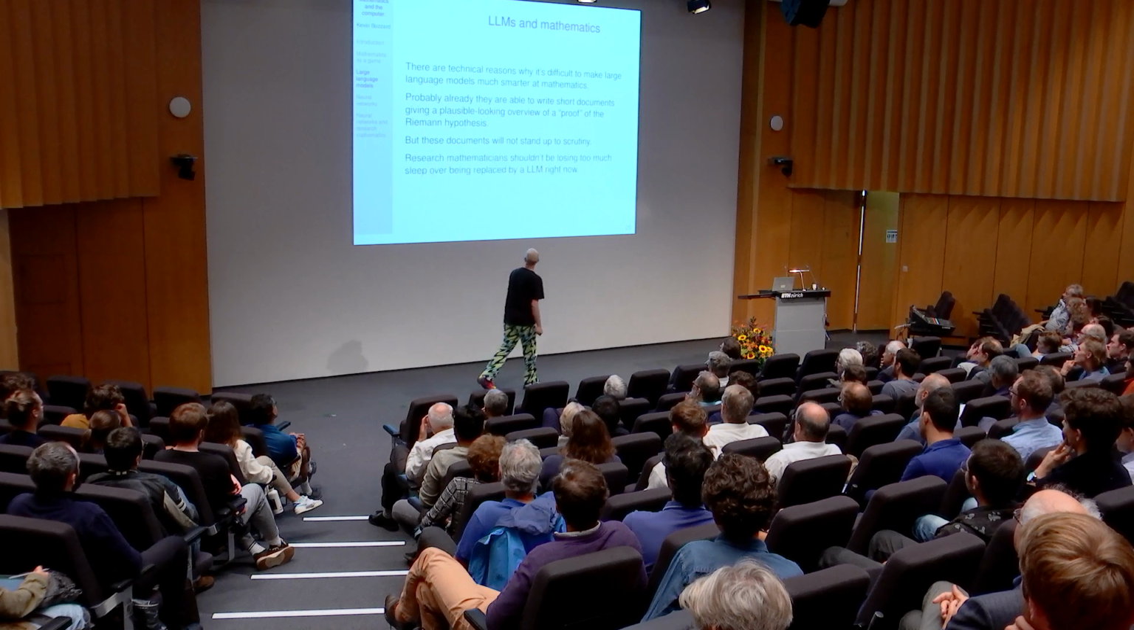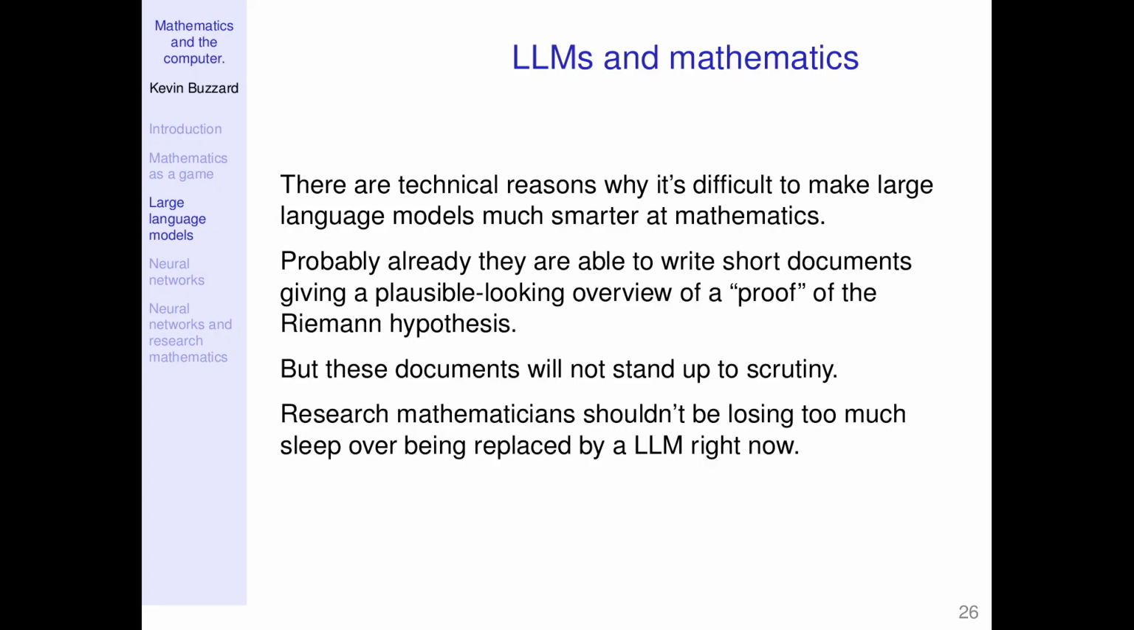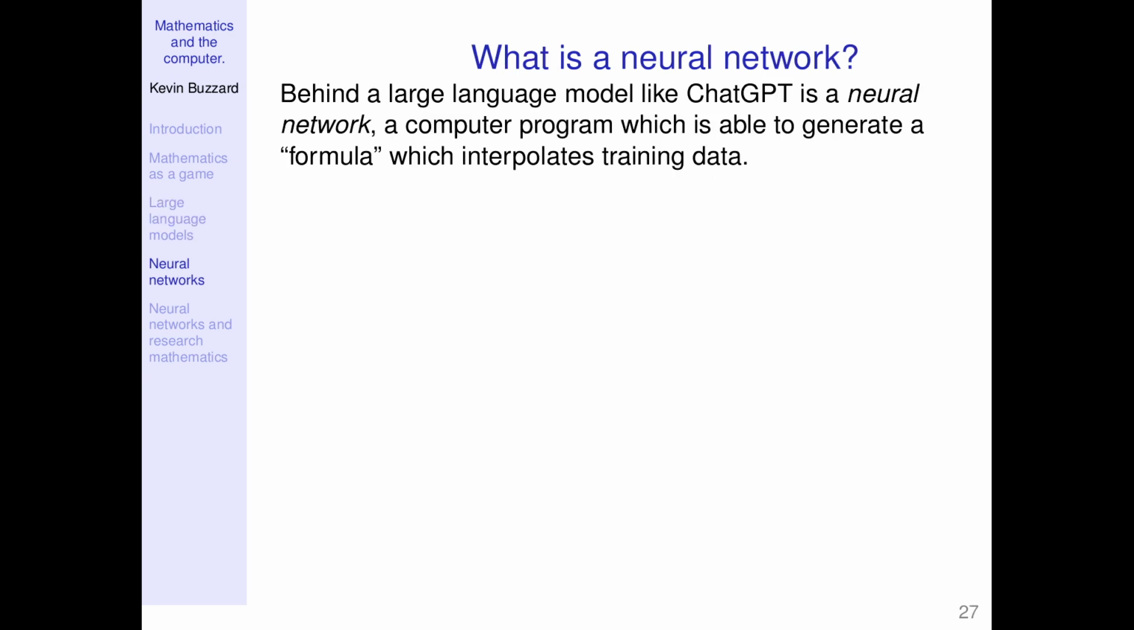So there's large language models. I'm not worried about being replaced by a large language model, but what I am worried about is some of the other things. Behind a large language model is a neural network. And what's a neural network in general? Well, at least if you're using it for something like deep learning, a neural network is a computer program which is able to create a formula given a bunch of data.